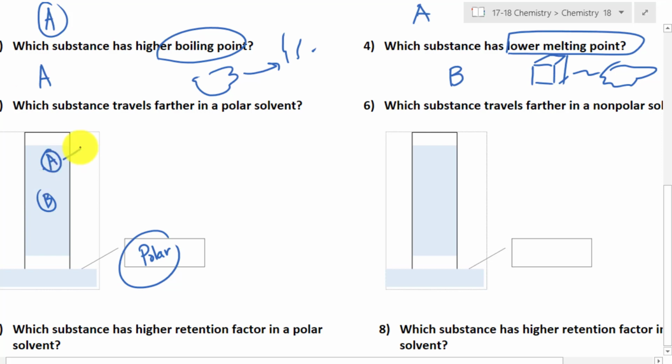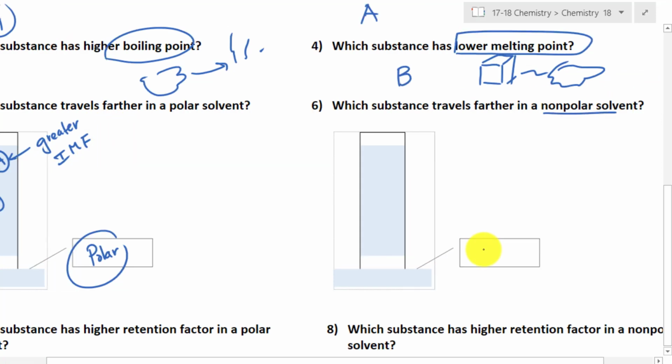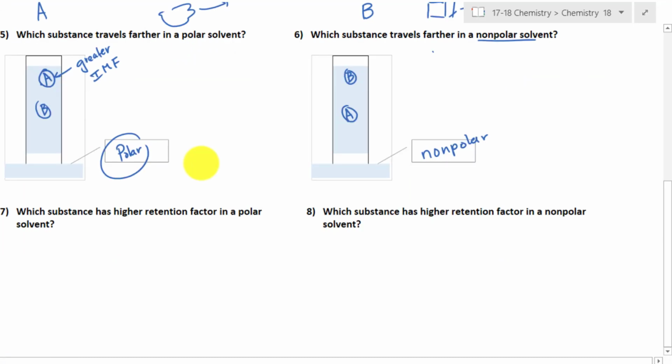And of course, this one has a greater intermolecular force again. What if the solvent is now nonpolar? What would that do? Of course, it would reverse the data, where the weaker intermolecular force, which is B, will now travel farther, and then this is where A is going to be. Isn't that easy?